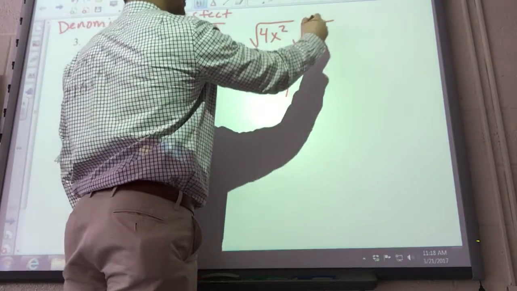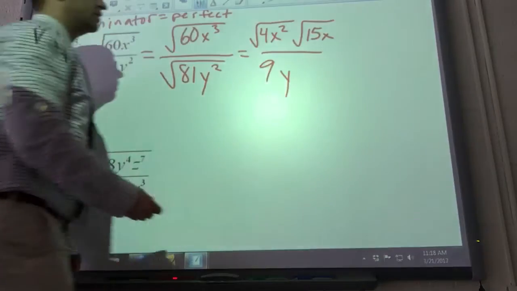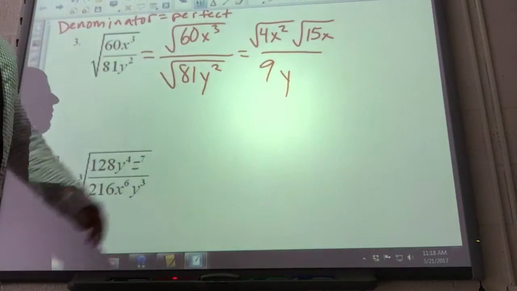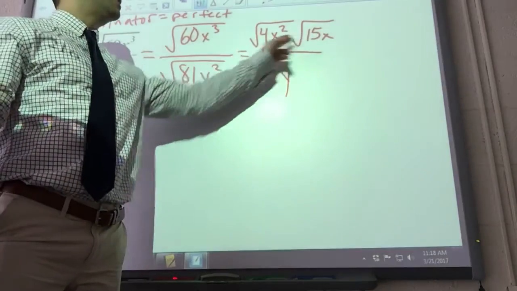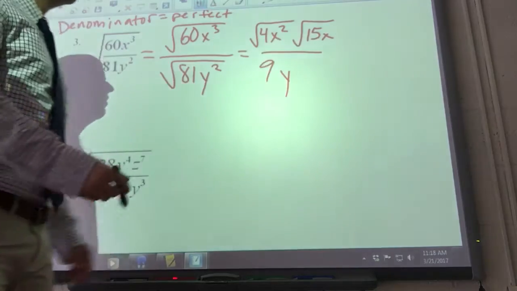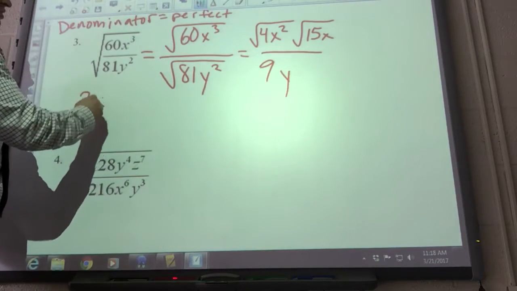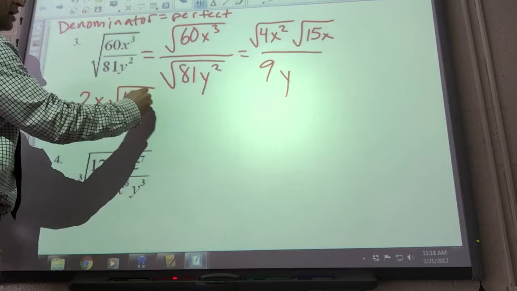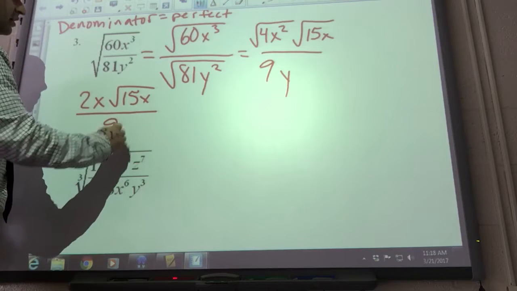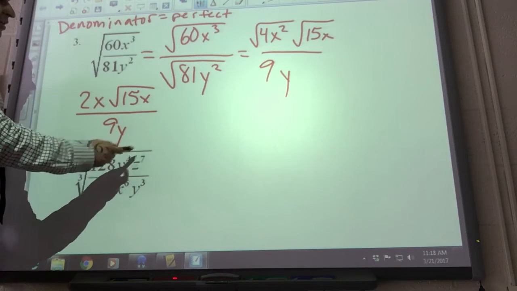by taking out the biggest perfect square that goes into whatever your radical happens to be on the top. In this case, 60 breaks to 4 and 15. X to the third is x squared and x. So then you'll get 2x radical 15x over 9y, and you'd look to reduce numbers or variables.